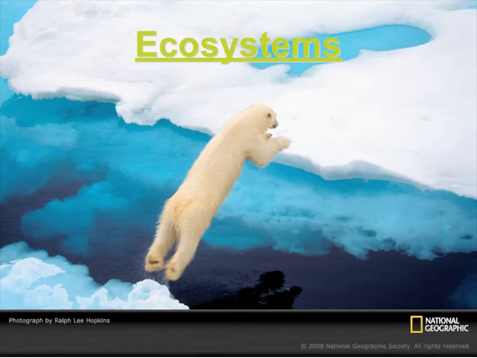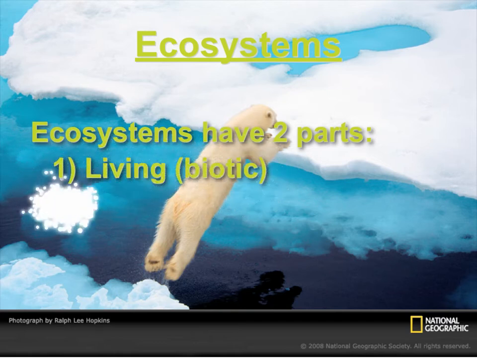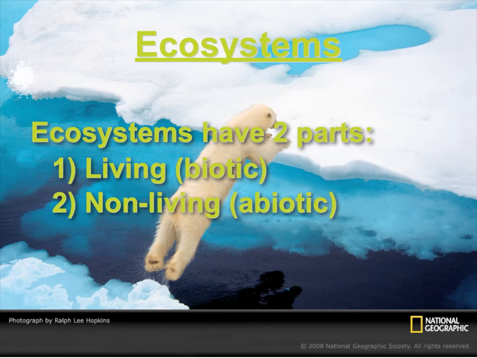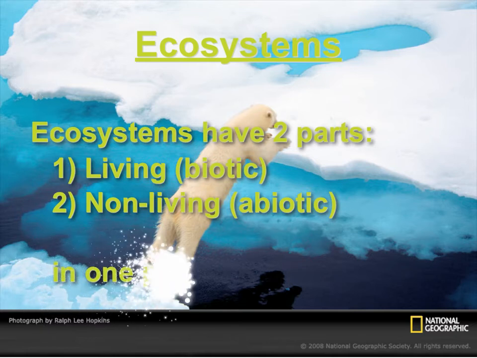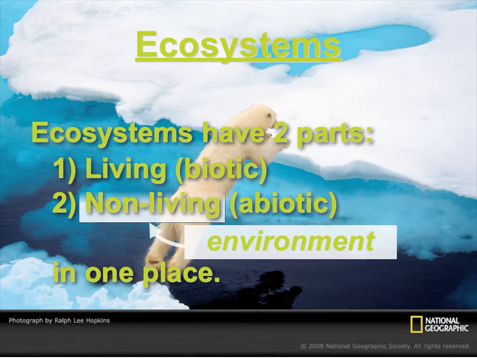If you remember from part one of our video, ecosystems have two parts, one living and the second non-living, okay? And both of those occur in one place. The non-living part is what we should mean by the environment. The environment is what we call all the non-living parts of an ecosystem.